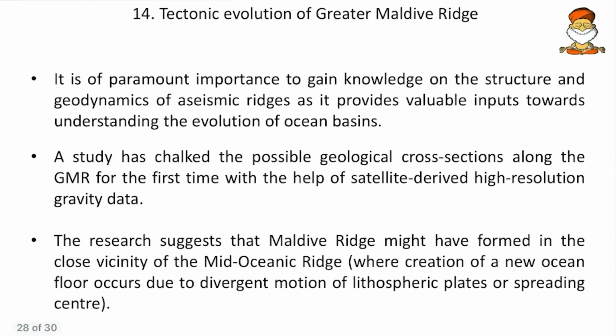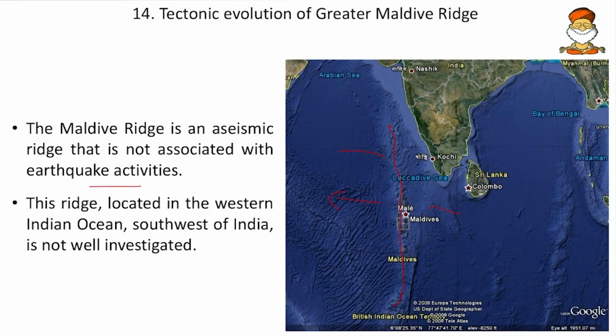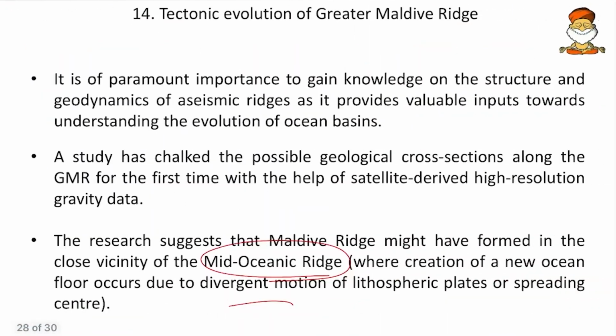Recently the researchers say that the Maldivian Ridge might have been formed in the close vicinity of the mid-oceanic ridge, where divergent plates were in action. There was a creation of new ocean floor due to the divergent motion of the lithospheric plates. As the plates diverged, the lava might have oozed out, and thereby the ridge was formed. So here it is not folding or faulting, but divergent plate action. If you remember that, it is more than enough. Also compare the same with the Mid-Atlantic Ridge.